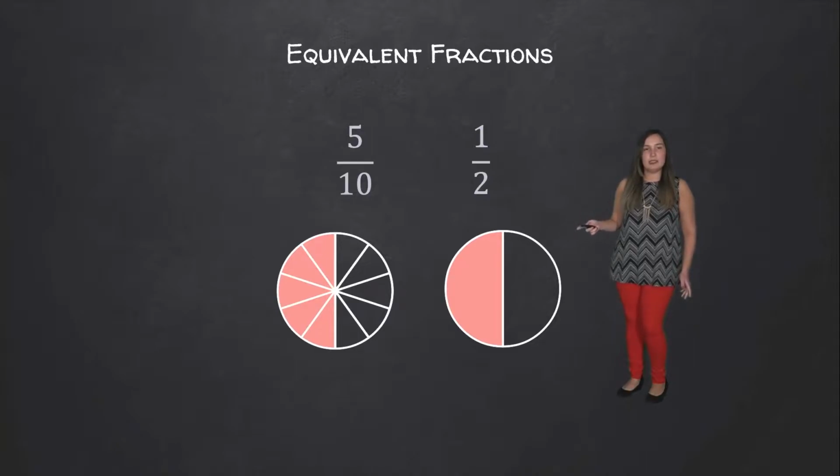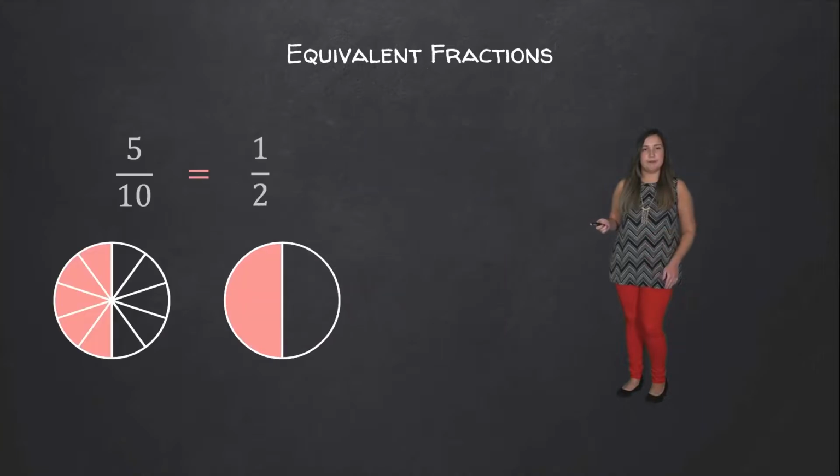Now, if we take a look at both models side by side, even though the fractions are different, they have different numerators, different denominators, they have the same area shaded for both, making these two fractions equivalent. This means that we could take both fractions and convert them to each other or simplify them to the same fraction. So let's do that now.